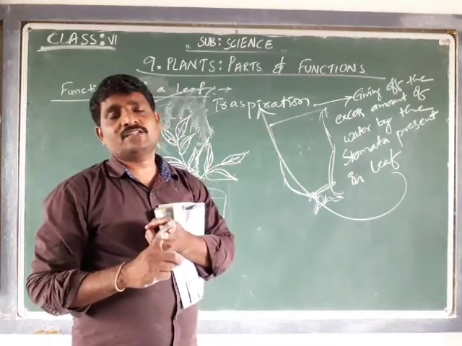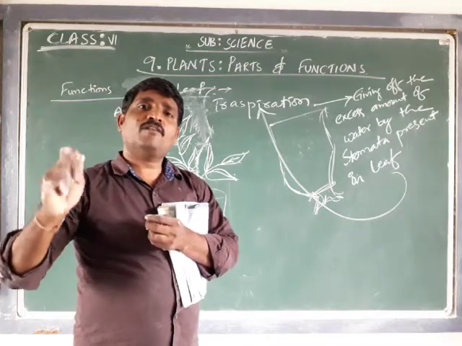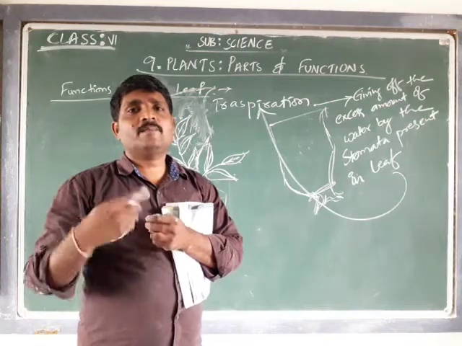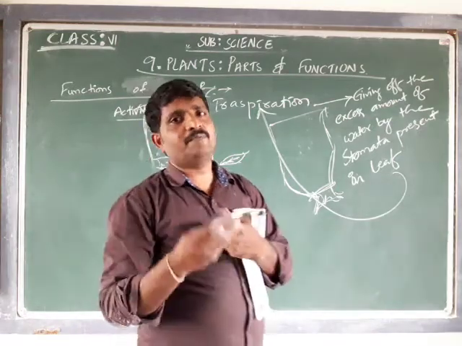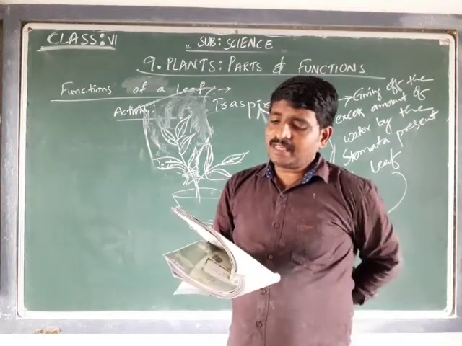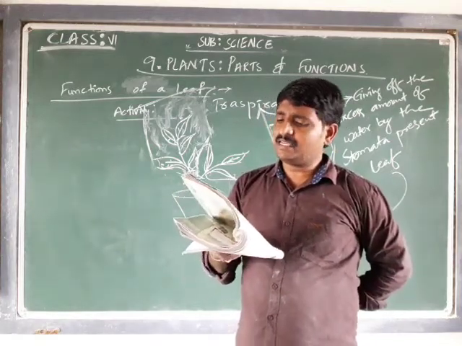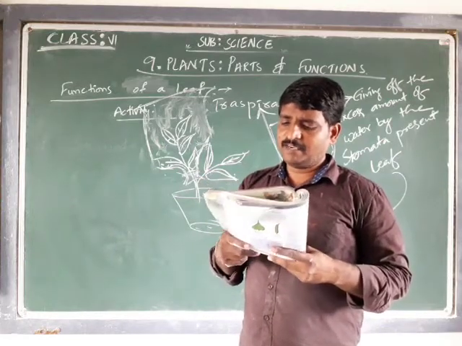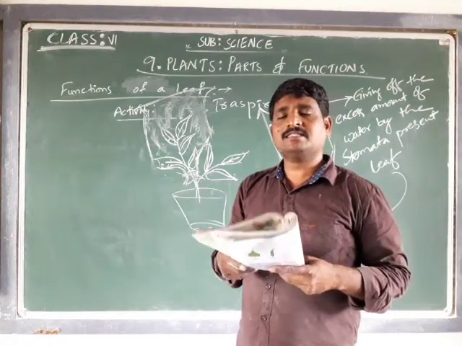That is also one functionality: the excess amount of water in the form of water vapor will be given off by the stomata present in the leaf. That process we are calling transpiration. These are the two functionalities of the leaf. Along with that, another leaf function is the preparation of food for the plant by the process of photosynthesis. We will discuss more about this in the next classes.